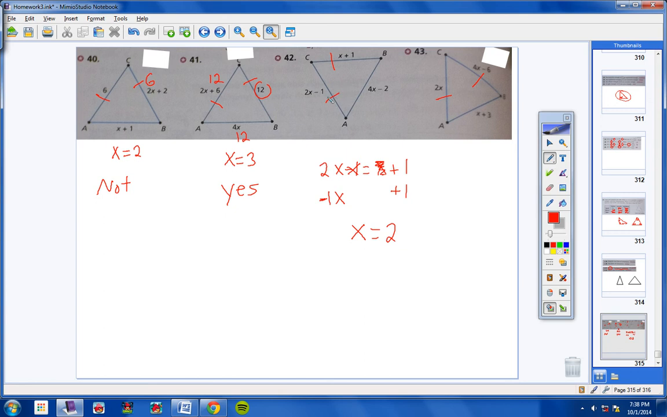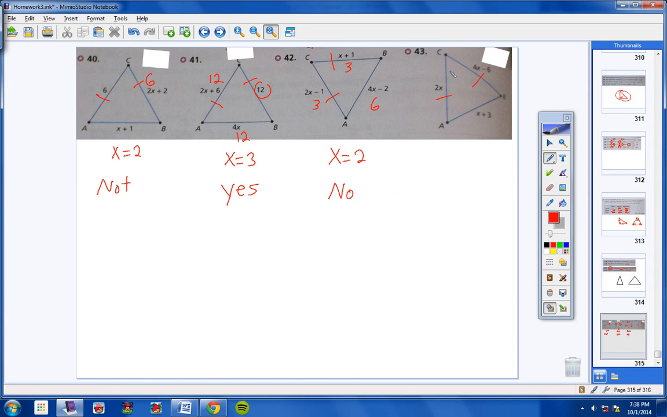Now, let's put a 2 in for x here. 2 times 2 is 4. 4 minus 1 is 3. Let's put a 2 here. 2 plus 1 is 3. Let's put a 2 here. 4 times 2 is 8. Minus 2 is 6. So no, we do not have an equilateral triangle. We have 3 sides. Their measurements are 3, 3, and 6. So we do not have an equilateral triangle. So we would state that x equals 2. And no, we do not have an equilateral triangle.